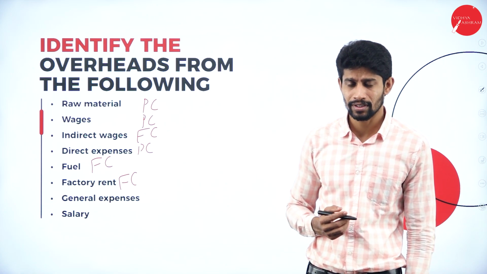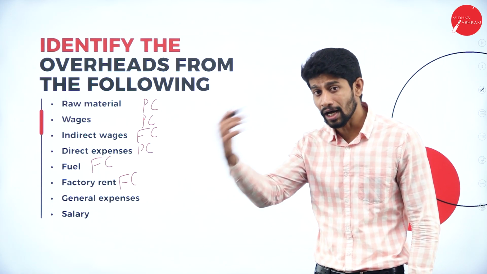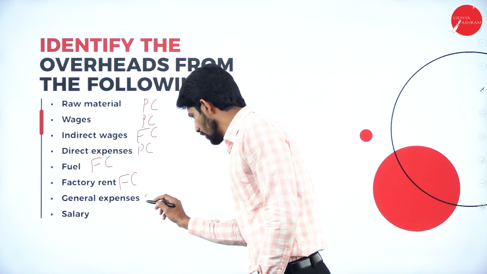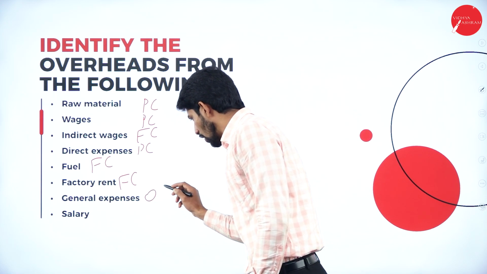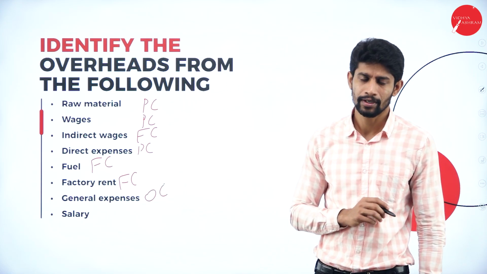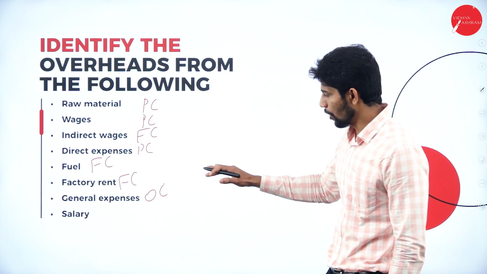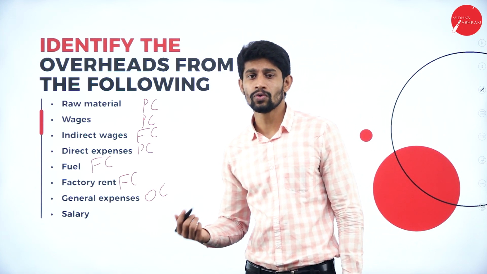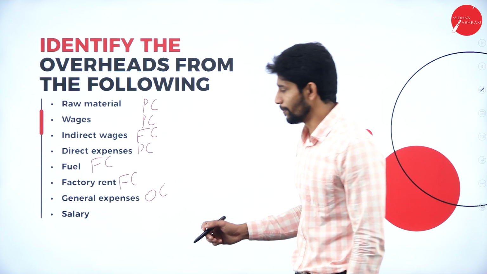General expenses usually always come under office overhead or office cost. Always the general expenses come under office cost. Salary. Usually who pays the salary? Obviously the office.